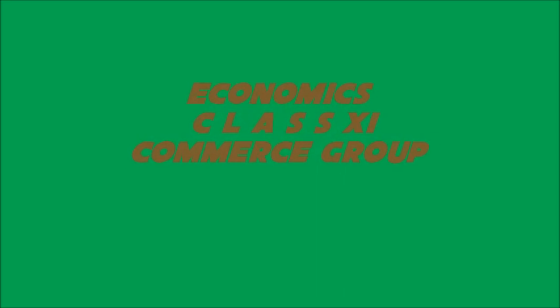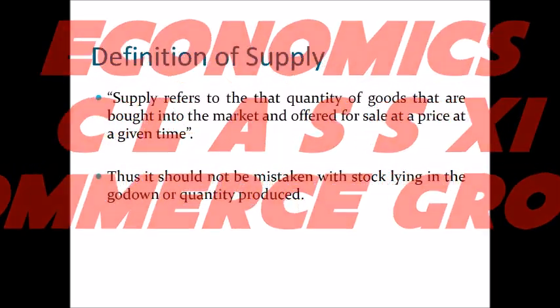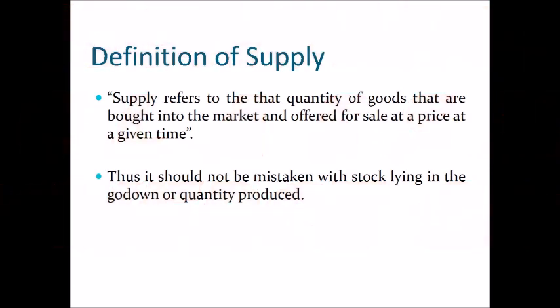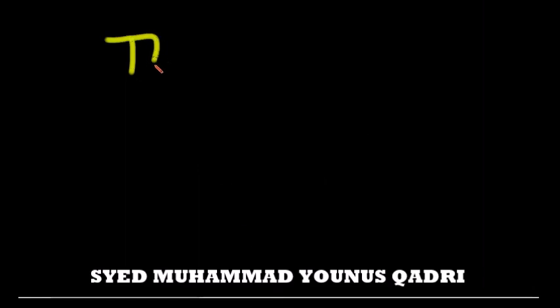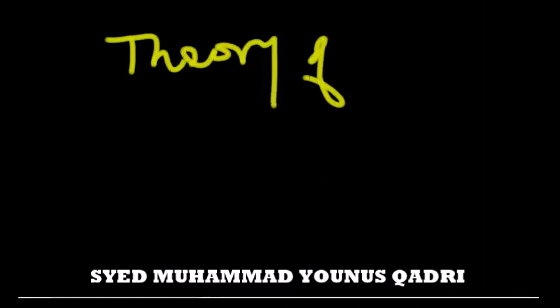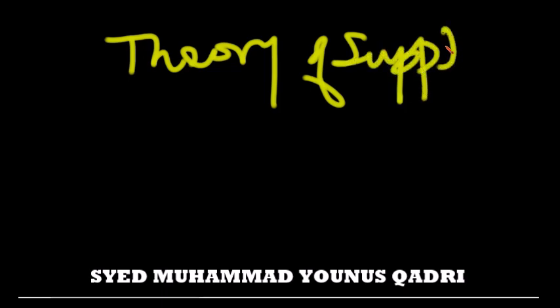This is my third lecture, which is the theory of supply. In the previous two lectures, I have given you the definition of economics by Smith, Robbins, and Marshall, and then briefly described the theory of demand with the schedule and diagram. Now, the theory of supply.